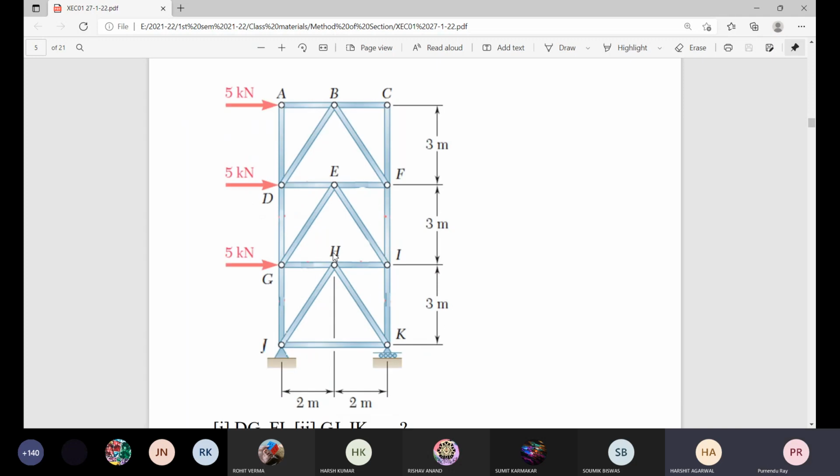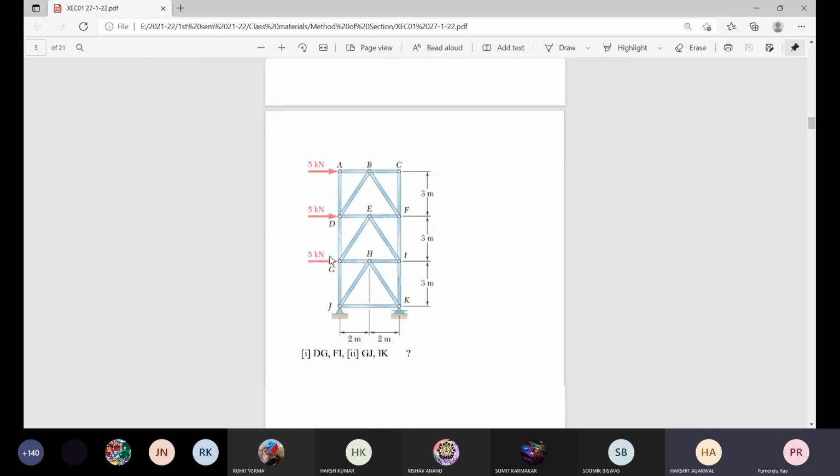Now, did I discuss this problem? No, sir. Now, here is this vertical structural framework, a plane truss. Forces are applied horizontally.